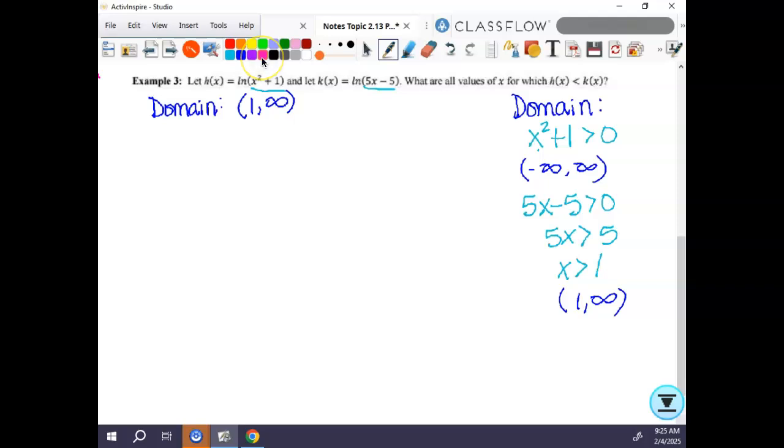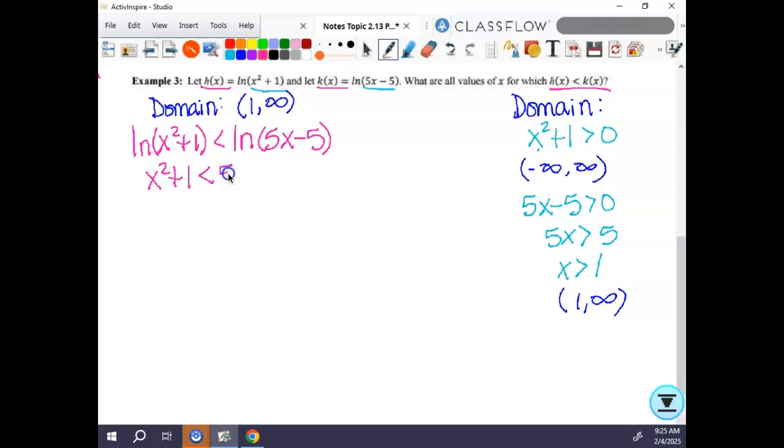Okay. So then, let's see. I got h of x, k of x. h of x is going to be less than k of x. So natural log of x squared plus 1 less than natural log of 5x minus 5. Can I drop the logs? Yes, I can. So I'll get x squared plus 1 less than 5x minus 5. Quadratic, move everything over. x squared minus 5x plus 6 less than 0.